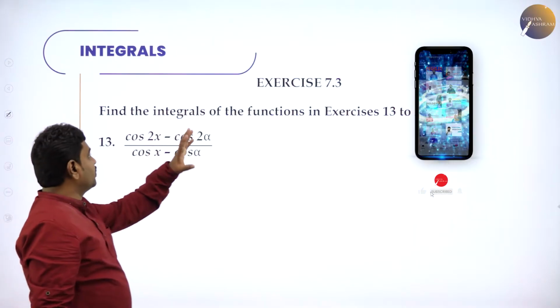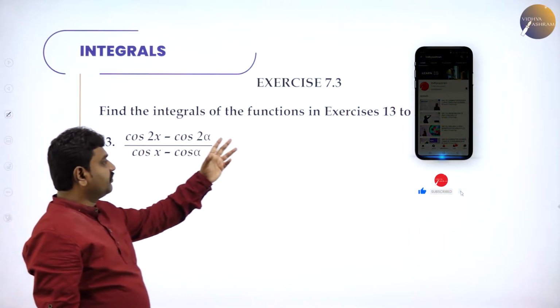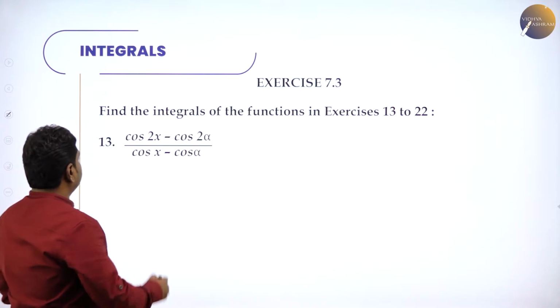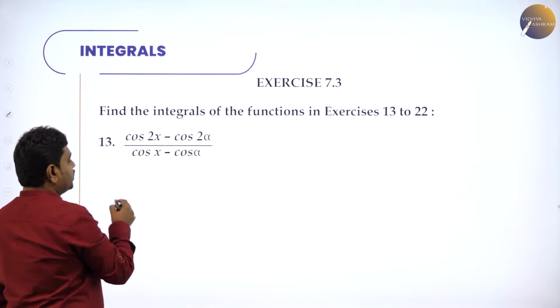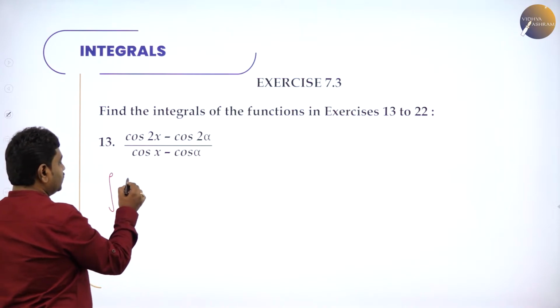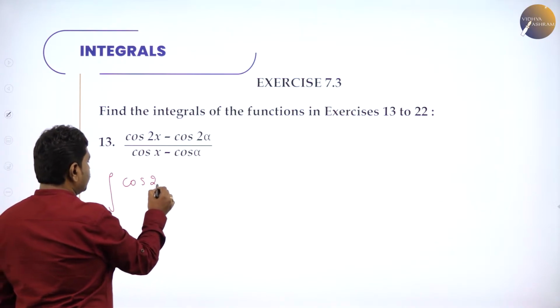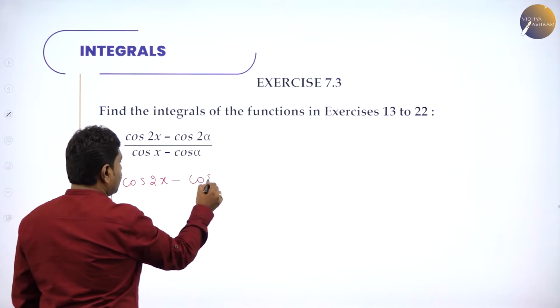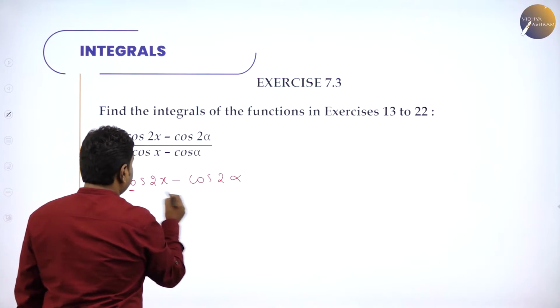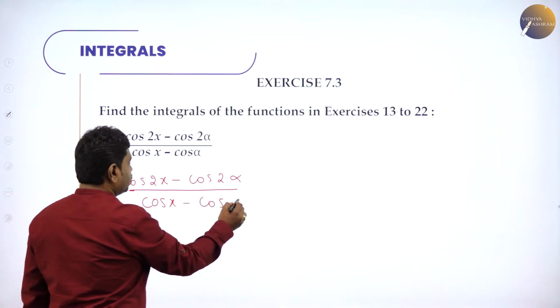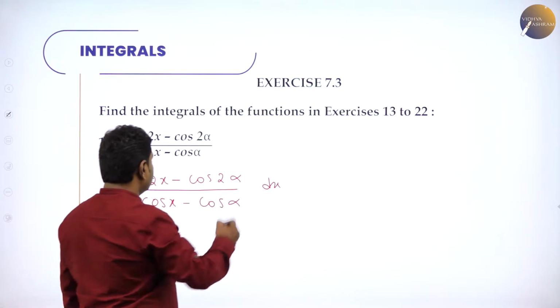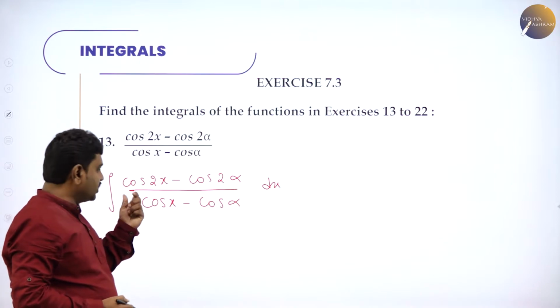So now exercise 7.3, find the integral of the functions. The first one is cos 2x minus cos 2 alpha divided by cos x minus cos alpha. So write it in the form integral of cos 2x minus cos 2 alpha divided by cos x minus cos alpha with respect to x. So the numerator is 2x, the denominator is x.